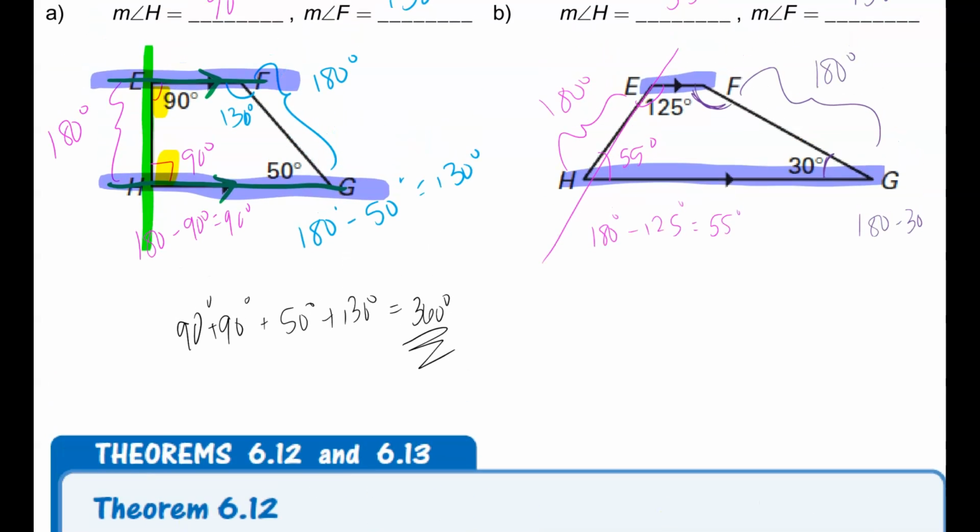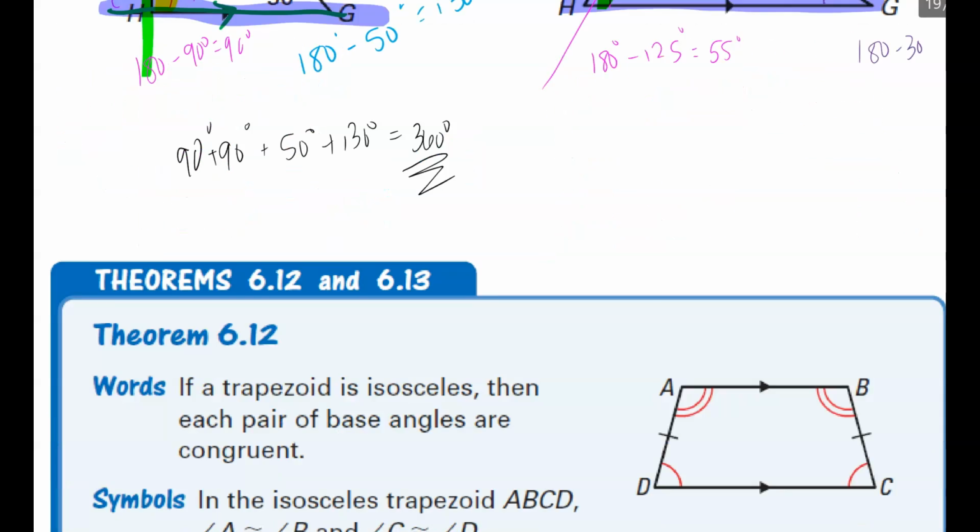Okay, so placing is everything, right? These are same side interior angles. I'm not looking at the two angles next to each other. No, I'm looking at the two angles that are on the same, touching the same transversal, but different bases.